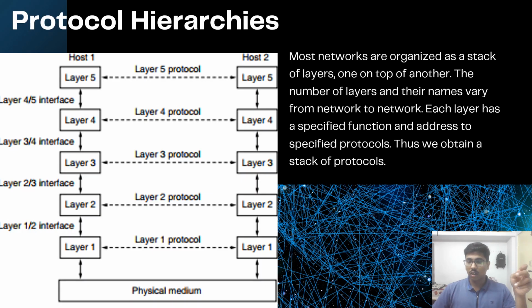Most networks are organized as a stack of layers on top of one another. The number of layers and their names vary from network to network. Each layer has a specified function addressed to specified protocols. Thus, we obtain a stack of protocols. This is a diagram for protocol hierarchies. We will be explaining this in the further slides.